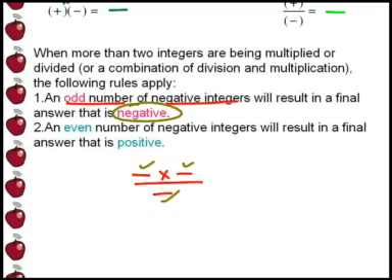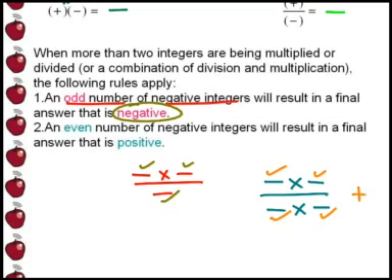And if you have an even number of negative integers, it will result in a final answer that is positive. In other words, if you have, for instance, a minus times by a minus divided by a minus times by a minus, now suddenly you have 1, 2, 3, 4 minuses in one expression, a combination of multiplication and division. You have ultimately got an answer that will be positive.